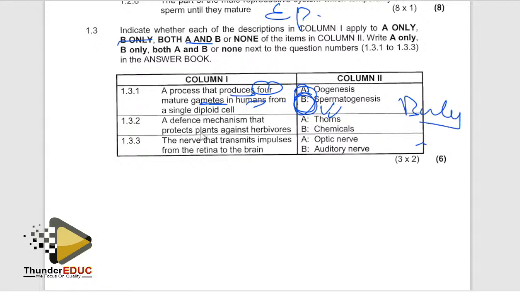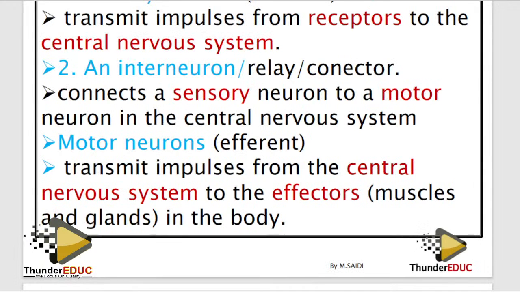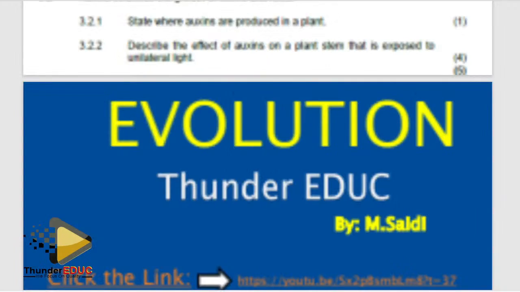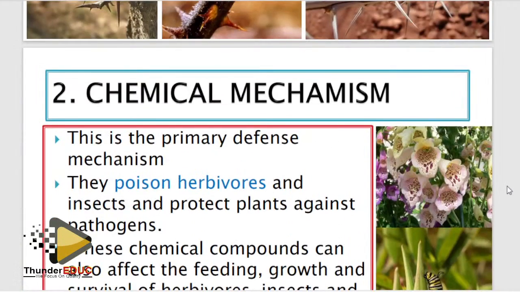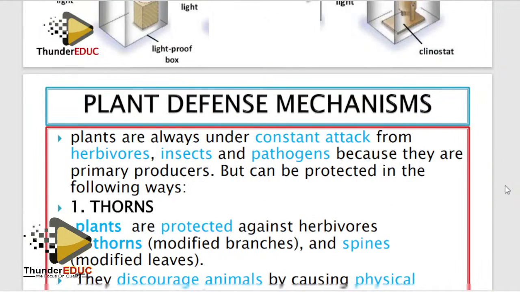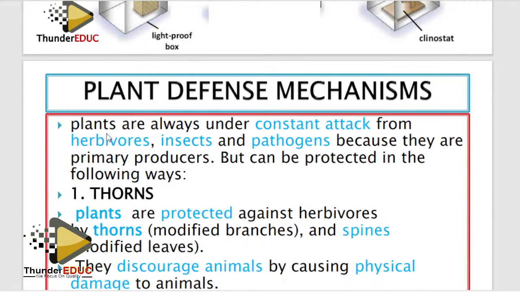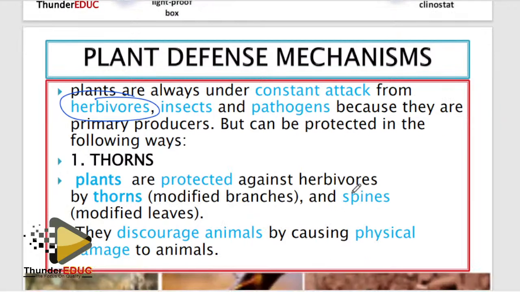A defense mechanism that protects the plant against herbivores. Against herbivores, guys. Don't say that it's only thorns. No, it's both A and B. Let me show you from our distinction material what we wrote here, so that you are sure. I'll only show you in the distinction material those things which you think are not correct, but they are correct. You see, here we say that herbivore, this is a defense mechanism. Okay, now let's start.